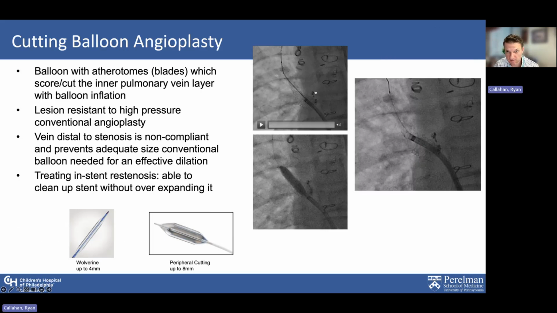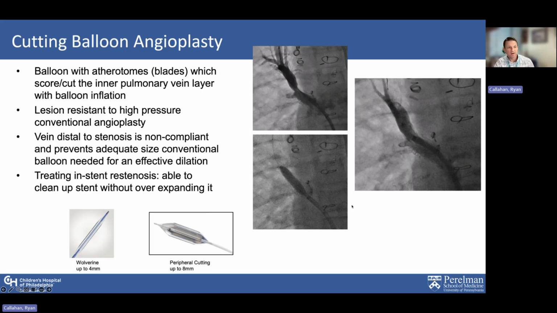And then we also use it to treat in-stent restenosis. So this is a patient who's had stents placed in the pulmonary vein and there's buildup of stuff inside the stent here. Okay, and so here we want to clean that up without overexpanding the stent, and that's done with the cutting balloons. This is the final result there.